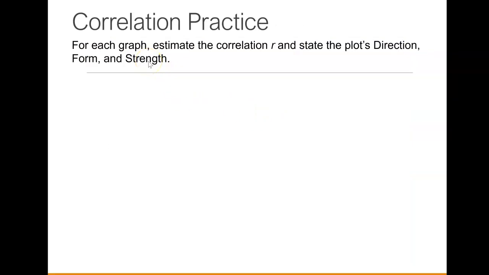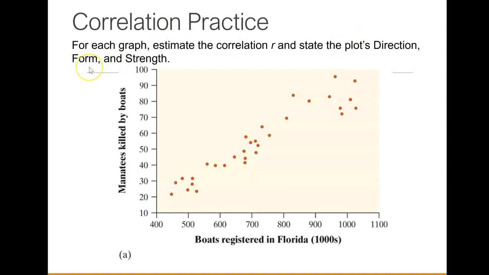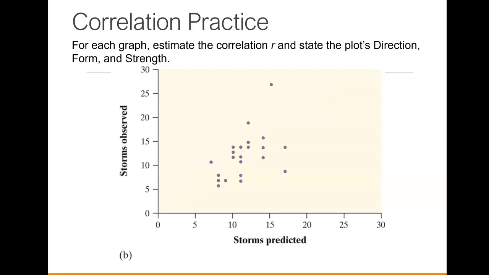So again, for each graph, we're going to estimate the correlation and then state the direction, form, and strength. Let's take a look at this one. What do we see here? Dots. What is the direction? Positive, linear, and the strength? I would say that's pretty darn strong. What kind of R value would you approximate this at? I would say 0.9 and above. If you said anything in there, I would say is probably good.